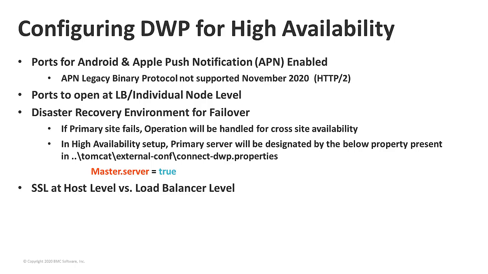In a high availability setup, there is a concept of primary and secondary. The primary server is designated on the basis of the property master.server equal to true in the connect-dwp.properties file that exists under the Tomcat /external/connect directory. If none of your DWP nodes have this parameter set to true, end user notification will not work. You will not see the bell notification, and the end user will not see the email notification. So one of the reasons is to have a couple of things: master.server set to true, and the poller has to be enabled within that file.